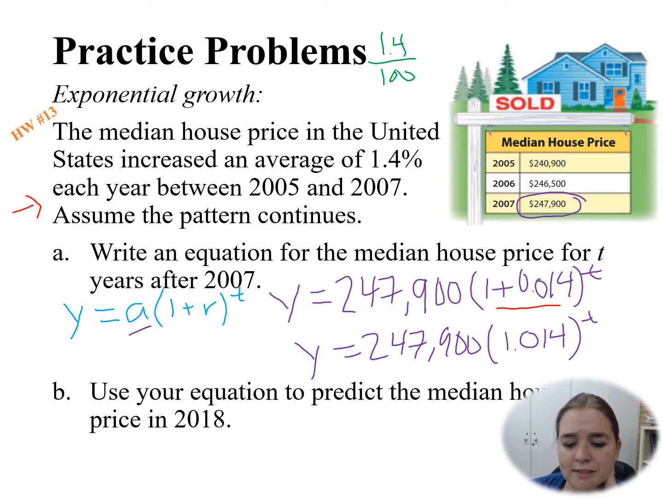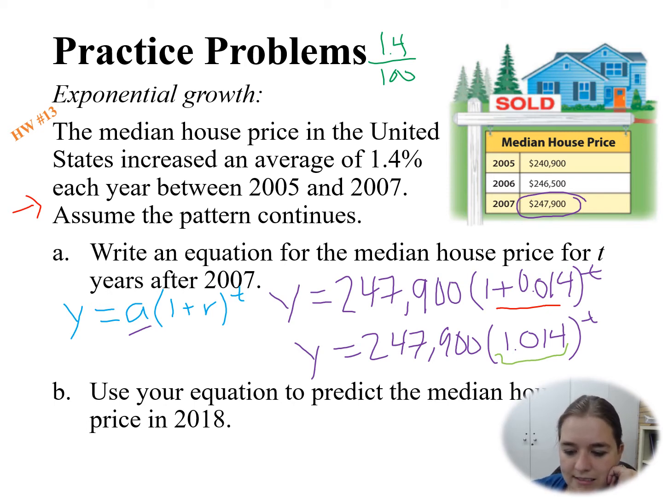And what you should notice, by thinking about that generic form, y equals a times b to the power of x, is that the inside piece, that b value, should be greater than 1 if I have growth. If it's between 0 and 1, I should have decay. So now I want to use that equation to predict the median house price in 2018.